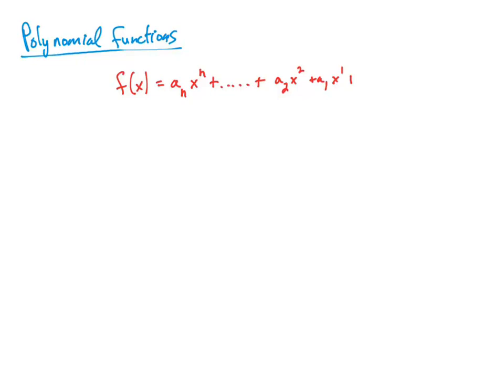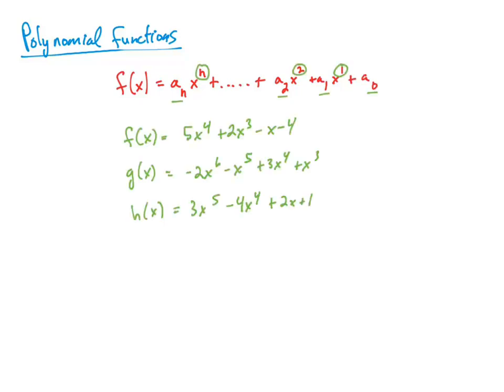So let's first look at polynomial functions. A polynomial function is a function that is in this form: a sub n x to the n plus dot dot dot plus a sub 2 x squared plus a sub 1 x to the first, etc. Now, this isn't a very useful definition probably for you, so let's look at just some examples of polynomial functions.